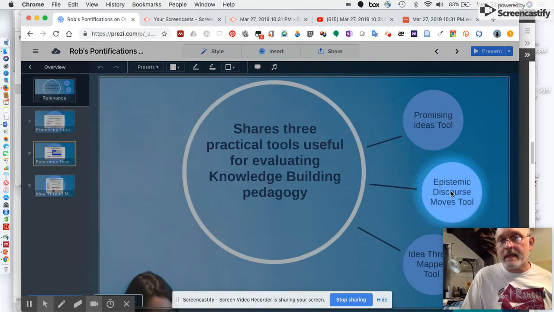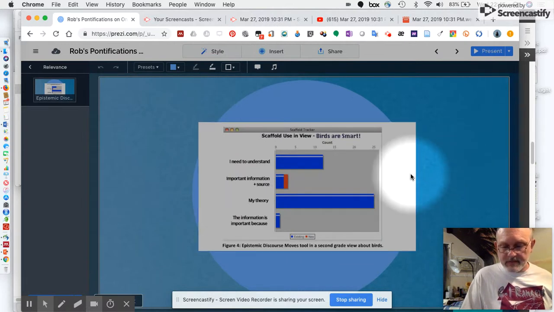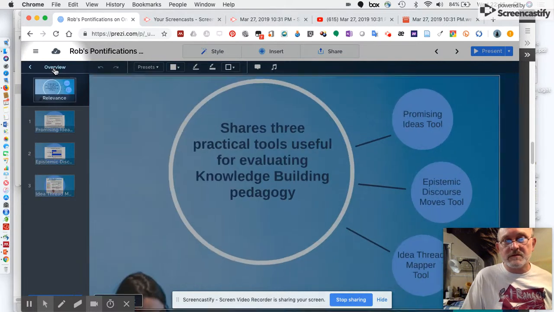I apologize. The second tool is the Epistemic Discourse tool. The Epistemic Discourse tool captures student choices of the moves that they're making and engages the students in reflection on the previous moves, as well as choosing the next fruitful moves. So very high-level knowledge processes are described. What do they need to understand? That birds are smart? Several students think so. Is it important information? Is it an important source? Is it part of their theory? Then why is it important? So that is the Epistemic Discourse Moves tool.